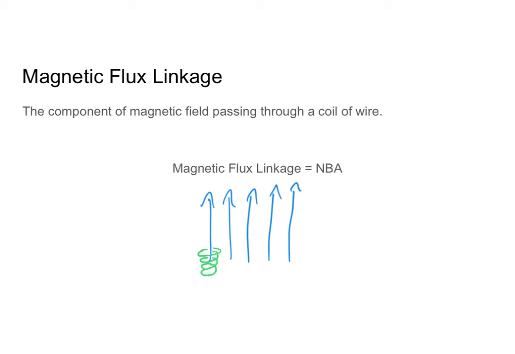So what we can say is that the magnetic flux linkage in the wire, so that total flux throughout the wire, is equal to the number of coils times the magnetic flux through a single coil. So B is going to be, of course, the magnetic field, and A is going to be the area of our wire.